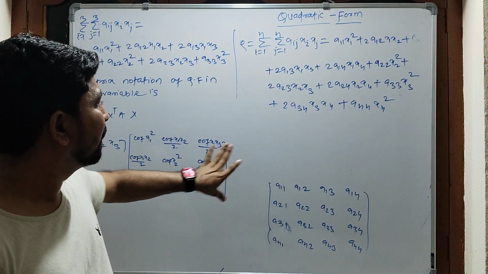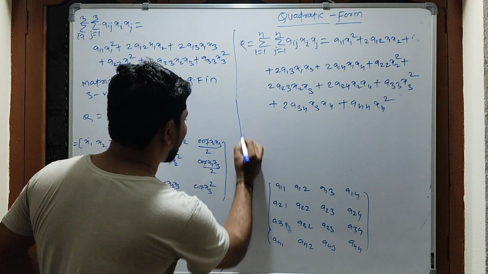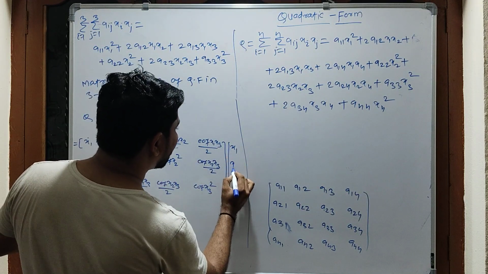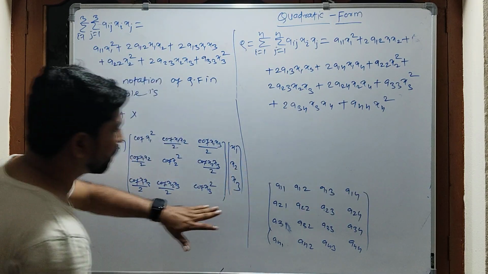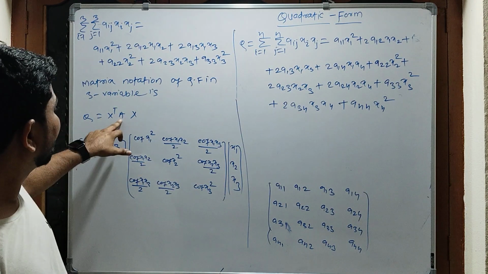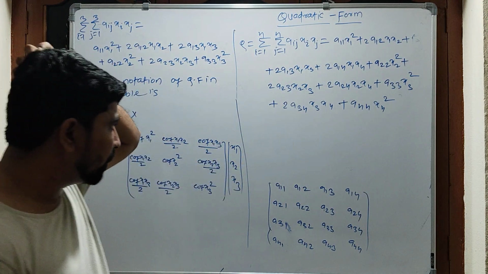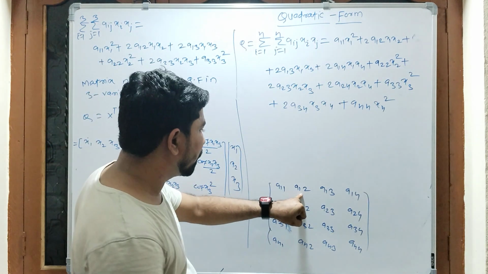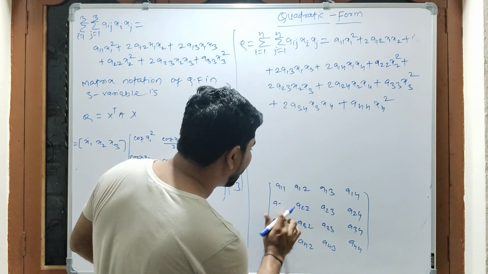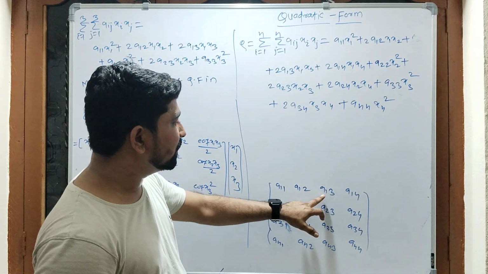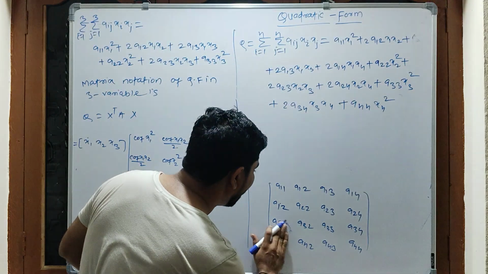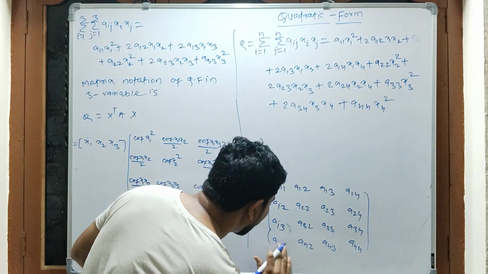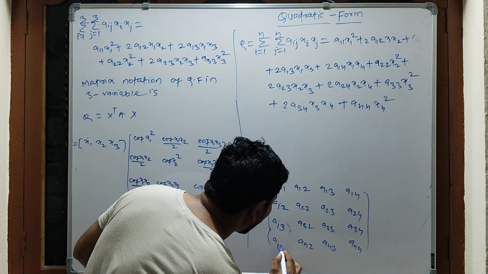So with the help of this, x transpose is x1 x2 x3 x4, A is my matrix, and x is this. Now I want to write the same thing here. This is a11, this a12, a12 is the same as a21. Here I will write a13, a13 is the same as a31, and a14, a14 is the same as a41.